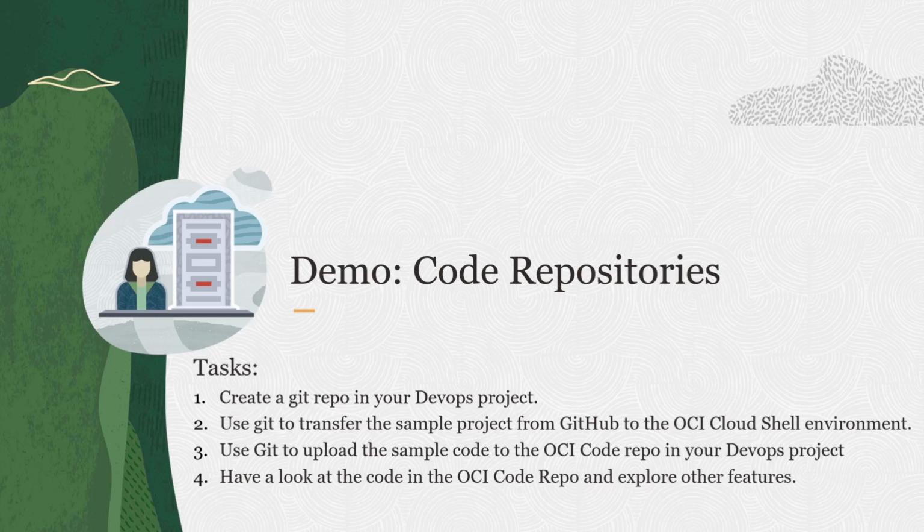Cloud Shell environment. The third task would be to use Git to upload the sample code that we downloaded in step 2 to the OCI Code Repository in your DevOps project. The fourth and final step would be to have a look at the code in the OCI Code repo and explore other features. So let's get started.